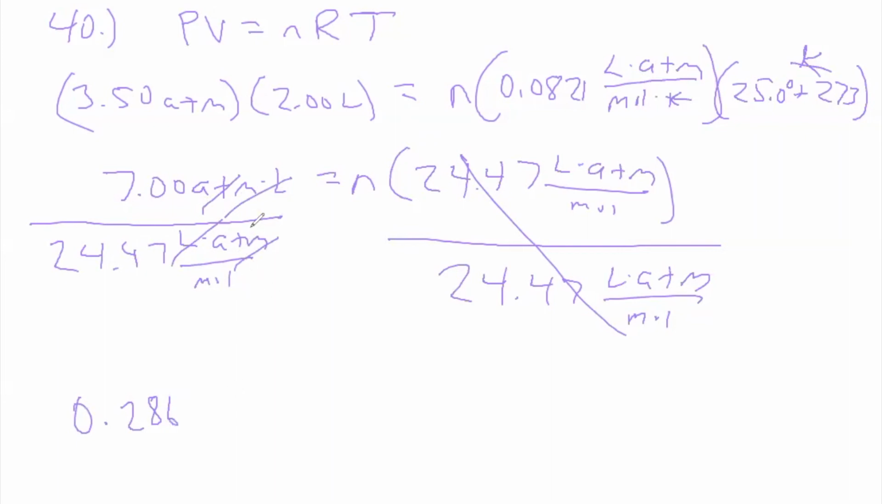Now look at the units over here. It would be 1 over a mole, which would flip around and we would just get moles for our unit. So 0.286 moles is what N equals. So that's the original amount of moles.